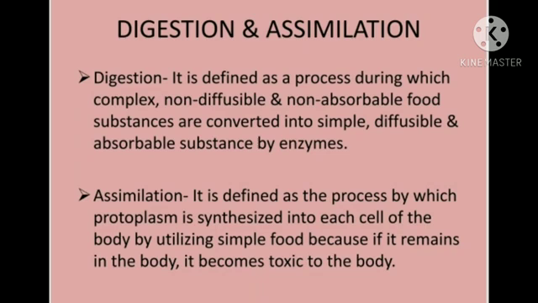Simple food. Now, from where does this simple food come? Just a few minutes ago, I told you that our complex food is broken down into simpler form with the help of the process called as what? Digestion. So this simpler food comes from the digestion process. So this simple food has to be used by our body. If it is not used, then it will become toxic to our body.